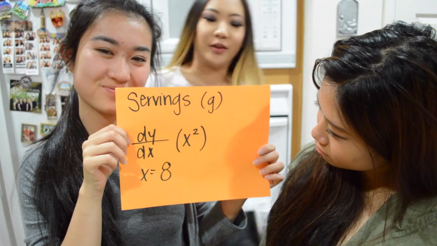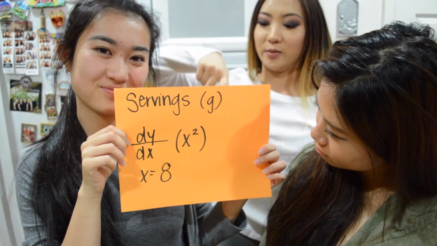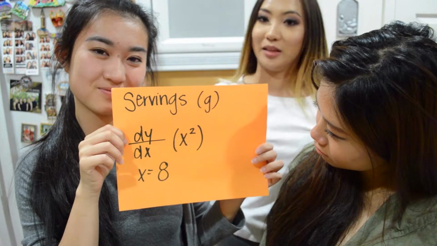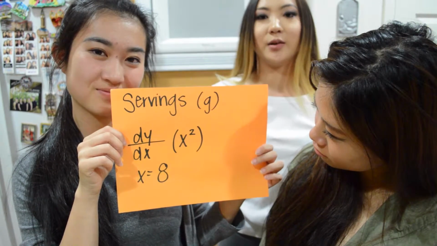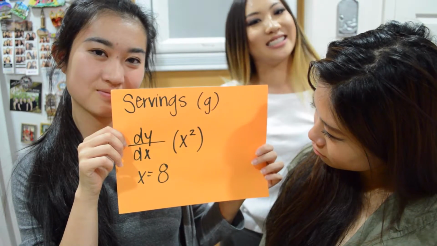So let's find the derivative of x squared. The derivative of x squared is just 2x, and x equals 8. Plug in 8, which would just be 16. So it yields 16 brownies.